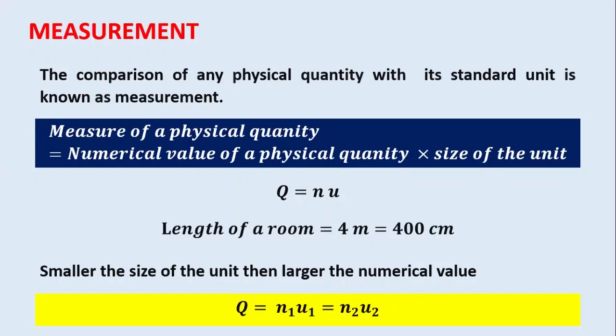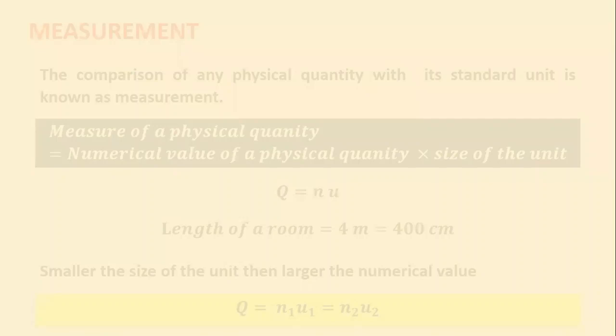So I can say that the comparison of any physical quantity with its standard unit is known as measurement. So U is the standard unit. This standard unit divides Q, then you get N. N is the number of times this U gets repeated. So let me go further.